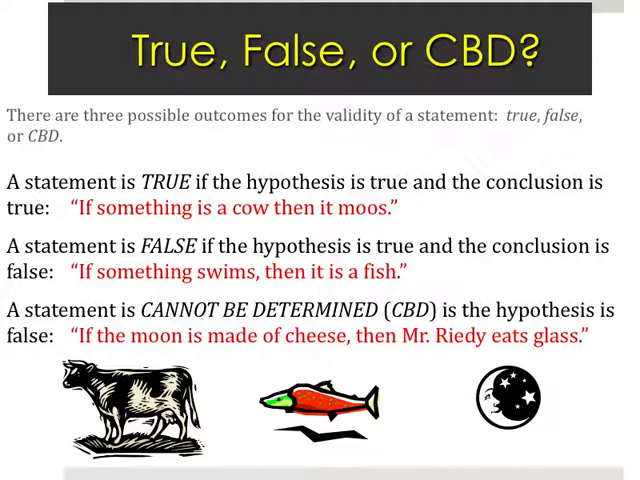Does that make sense? Because that's going to pop up every once in a while, and it usually confuses people. It's not true, false, false, false; that doesn't work. It's not false, it cannot be determined. It could be either, and that's why it's CBD, cannot be determined. Okay? All right, you with me?